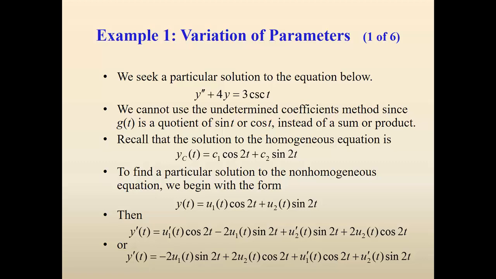So what we do is we say, hey, remember when we did reduction of order? We assumed that c1 and c2 were not constants, but functions. And so instead of a v times y1 or a v times y2, we're going to have two functions times y1 and y2. What we then do is we plug in the derivatives of y1, y prime, and y double prime.